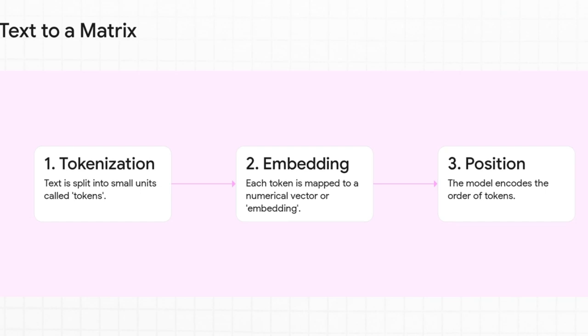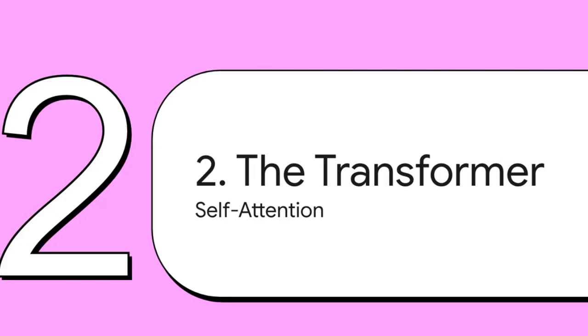And finally, the model also encodes the position of each token. And that's super important, right? Because dog bites man means something totally different from man bites dog. So now we've got our text translated into a big grid of numbers. The next step is to actually process it. And this is where the real game changer comes in. The breakthrough architecture that powers pretty much all modern AI, the transformer.